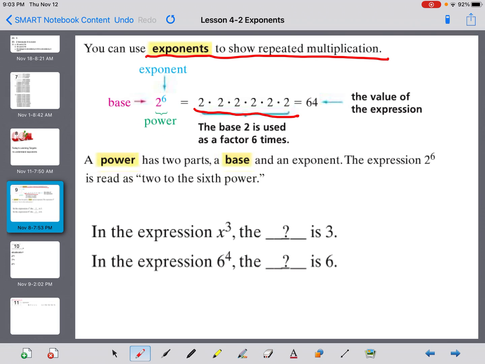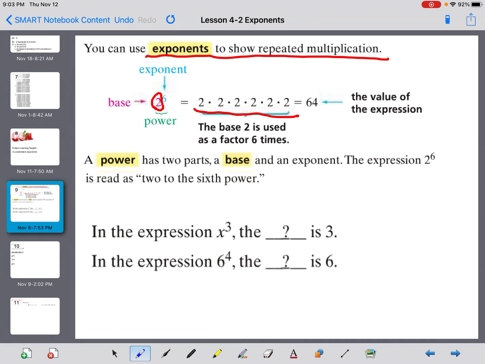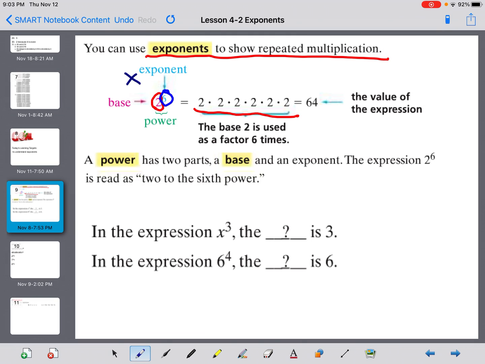There's also some little pieces in here. Just the 2 is called the base. Just the 6 is called the exponent. Do you need to pause to write any of this down? If you add the base plus the exponent, you get the power, 2 to the 6th power.